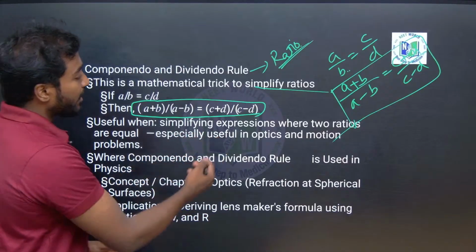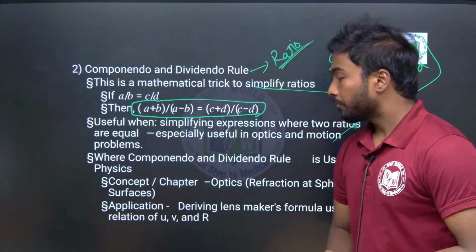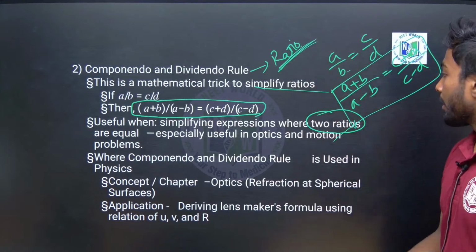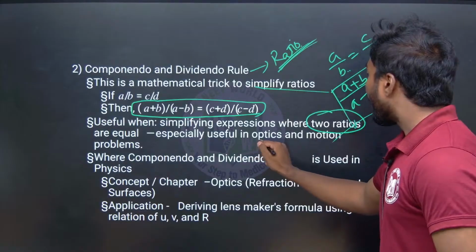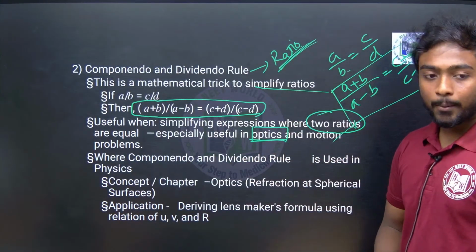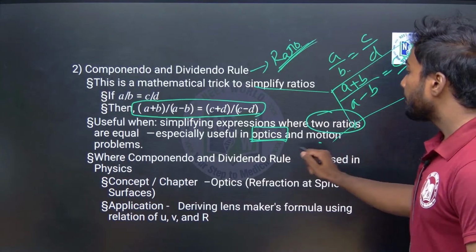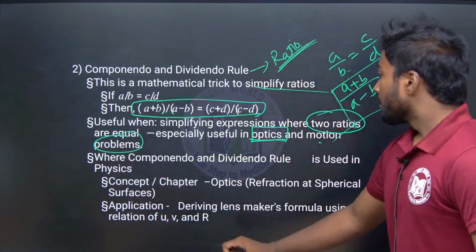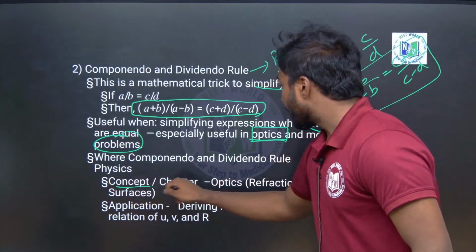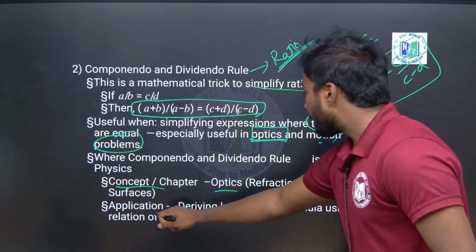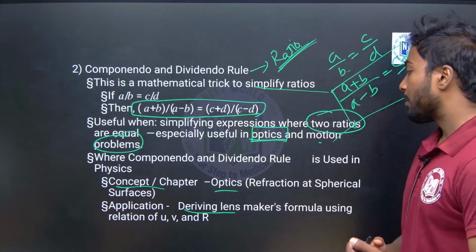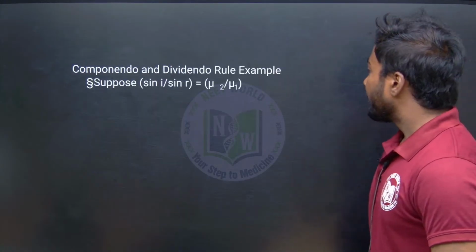It is useful when simplifying expressions when two ratios are equal, especially useful in optics. We mostly use this condition in ray optics, wave optics, and motion problems. So the componendo and dividendo rule is used in physics in concepts like optics, for example in deriving the lens maker formula. We will see the example here.